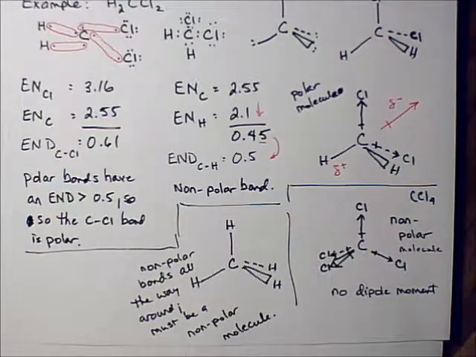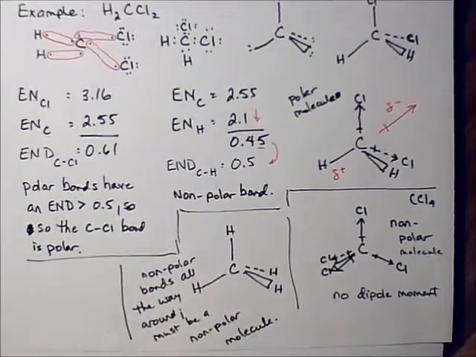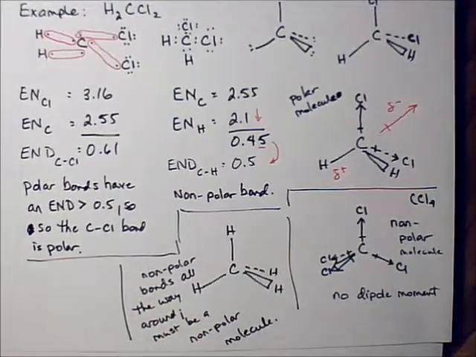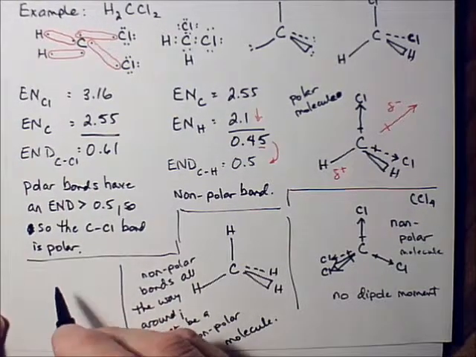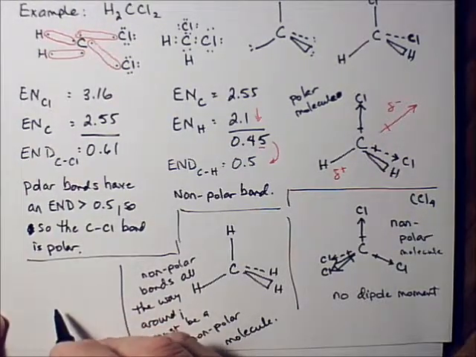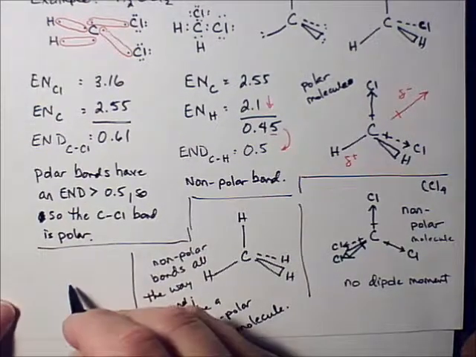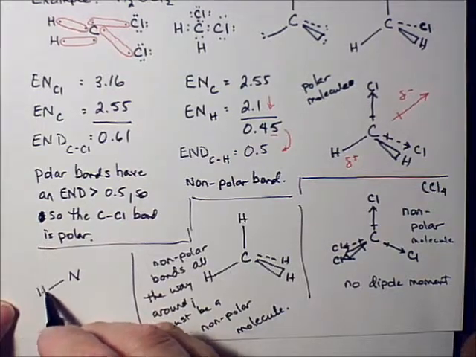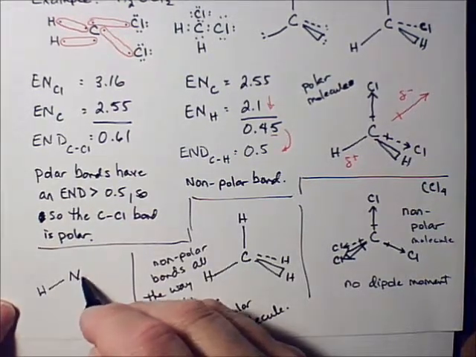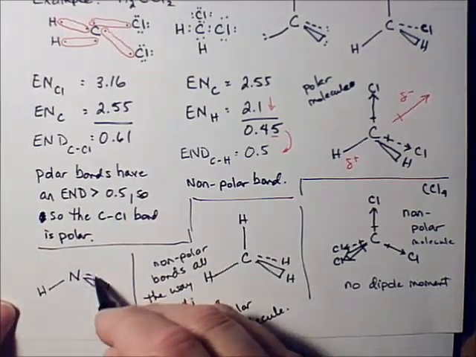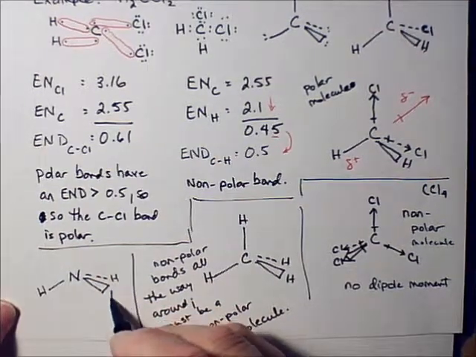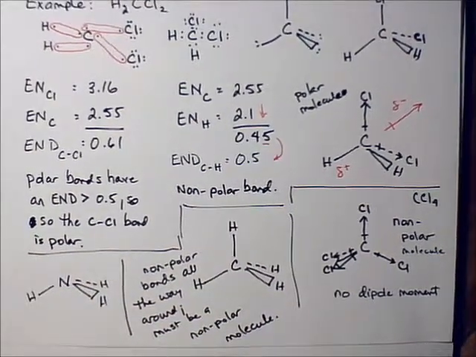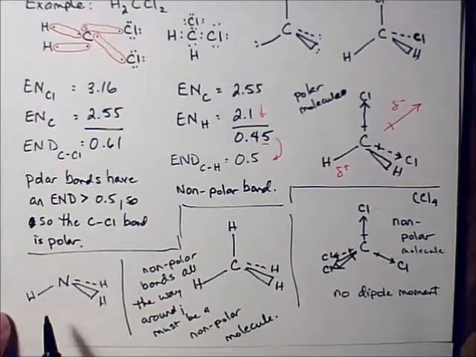That help you out? And of course you can have molecules that are bent and trigonal pyramidal. I would have to calculate the E and D here. Let's just look at this for a minute. All right, here's a molecule. It's ammonia.